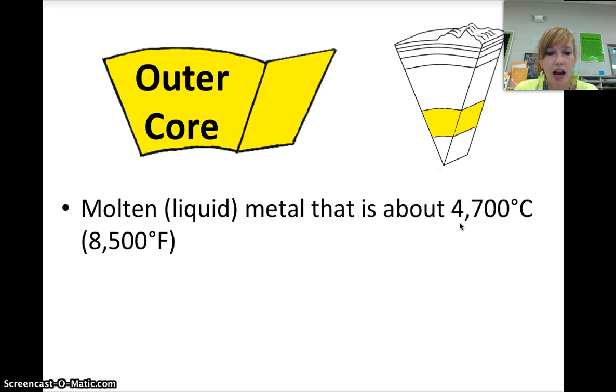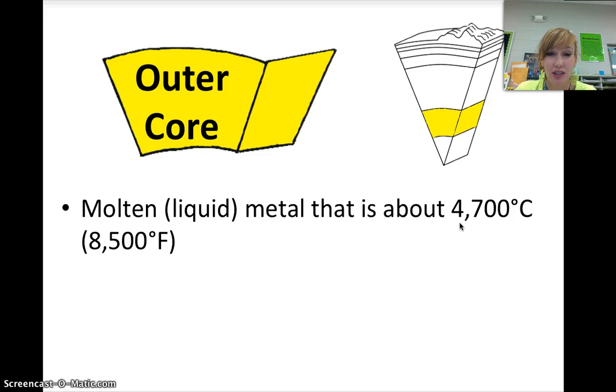So here we have our outer core. And now our outer core is all liquid, okay? It is the only layer that is completely liquid, and it's metal. It's made of iron and nickel, but that iron and nickel is so hot that it's melted metal. And it's about 4,700 degrees Celsius, or if you think of it in Fahrenheit, which we're more familiar with, 8,000 degrees Fahrenheit. That's pretty hot.